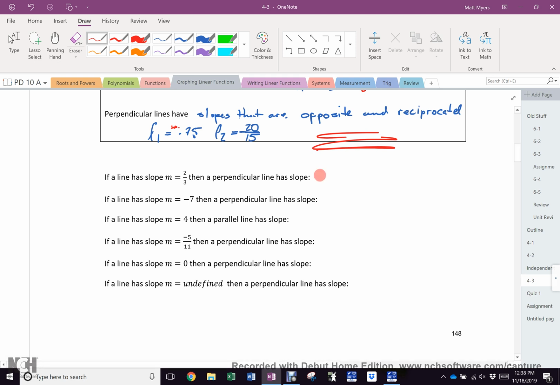What is this number here? Negative 3 halves. What is this number here? 1/7. What is this number here? No. 4. Parallel. This number here. 11 fifths. This one here. Undefined. And the last one? 0. Yay. Turn the page over.